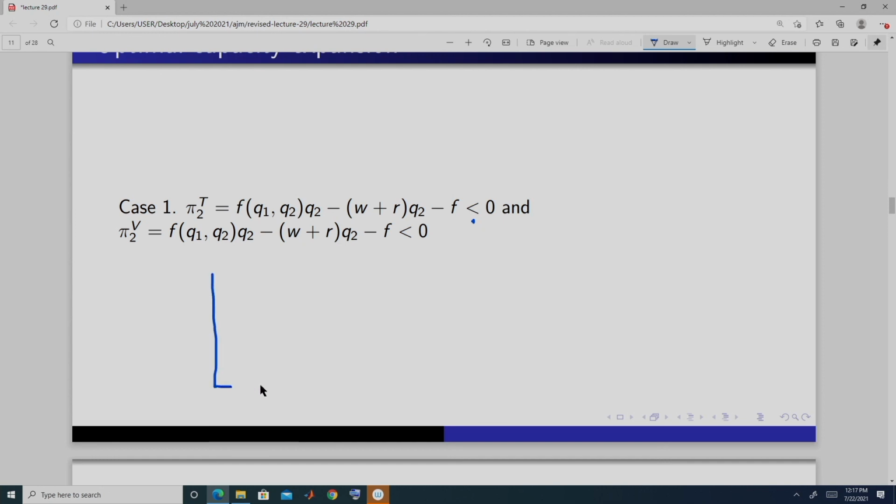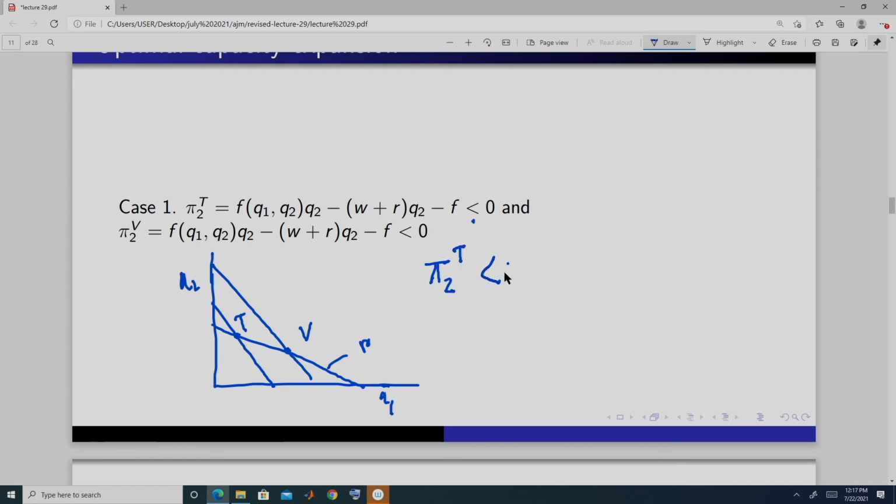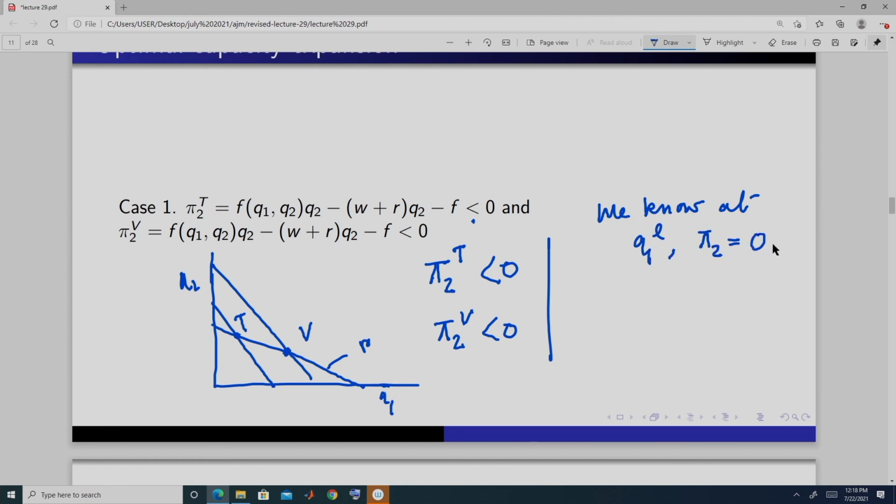So, if this is the reaction function of farm 2, and this is point V and this is point T, then profit of farm 2 at T is negative, profit of farm 2 at V is negative. And we know at Q1L profit of farm 2 is equal to 0.